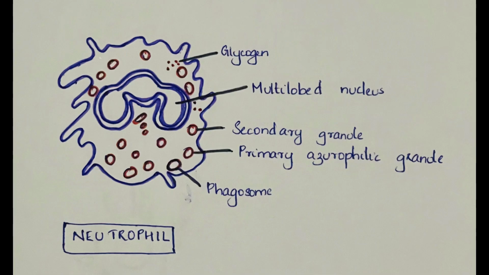So this is the structure of a neutrophil. You can see it has a multi-lobed nucleus. Then there is the primary azurophilic granule and the secondary granule. So what did we say? The primary granule contains peroxidase, lysozyme and other hydrolytic enzymes. The secondary granule contains collagenase, lactoferrin and lysozyme, right? Then there is the phagosome and glycogen.